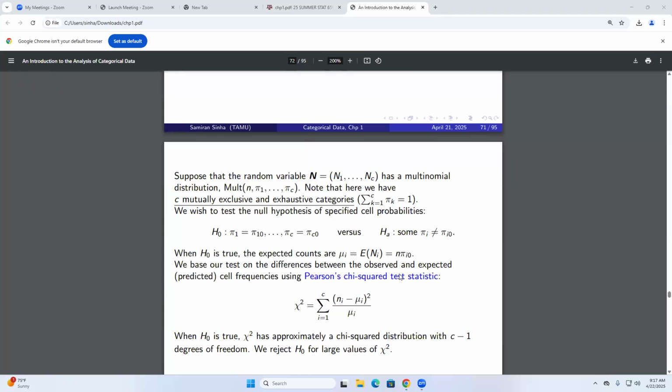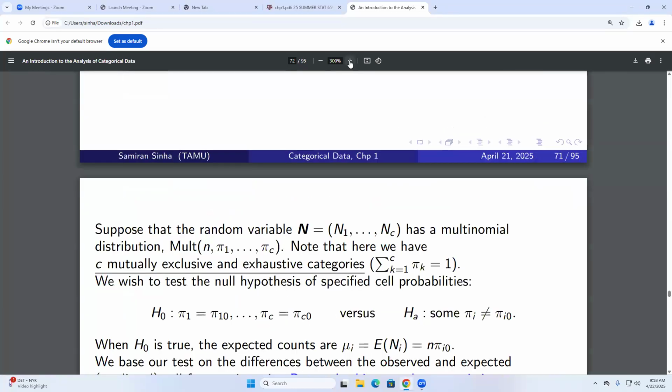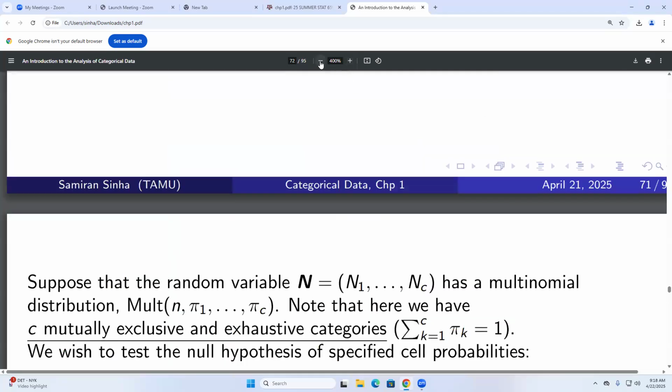And we wish to test the null hypothesis. Suppose we want to check whether pi 1, the success probability for category 1, is equal to pi 1,0, the success probability for category 2 is pi 2,0, and the success probability for category C is equal to pi C,0. So these values, pi 1,0, pi 2,0, pi C,0, are given values. And the alternative is that at least some of the pi i's are not equal to pi i,0.